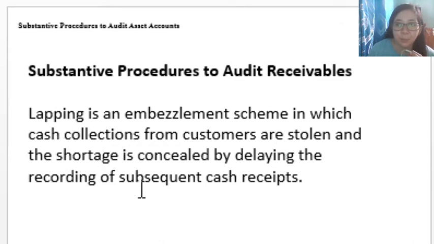In the confirmation, the auditor will determine the existence of the amount, probably of the account balance of the customer. If, for example, what is written in the request is higher than what the customer owes, then probably lapping exists. So this confirmation procedure also will help the auditor to detect lapping.